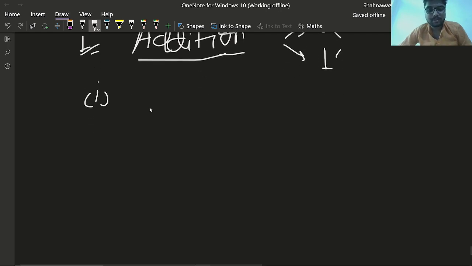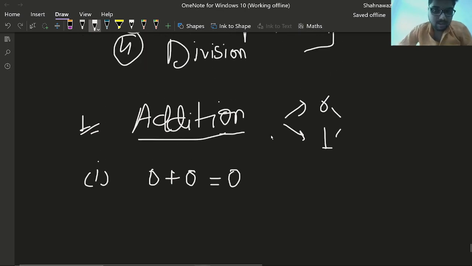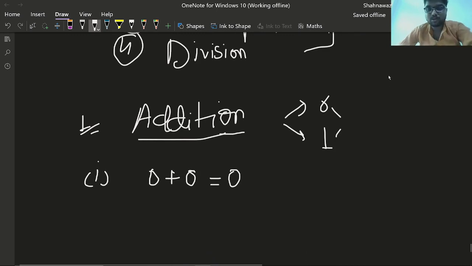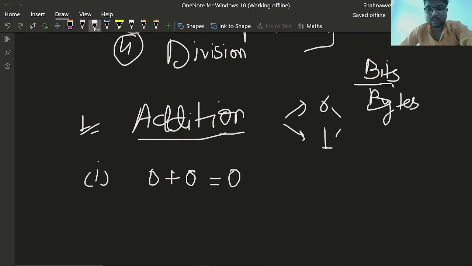When there is 0 plus 0, it will always result in 0. This represents a single bit and this also represents a single bit. First, let me know in the comment box whether you know the concept of bits, bytes, and so on. Please pause the video, and if you know, comment in the comment box. Otherwise, let me tell you the concept of bits.